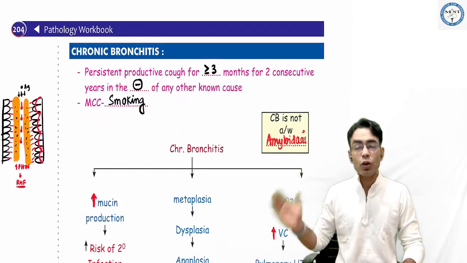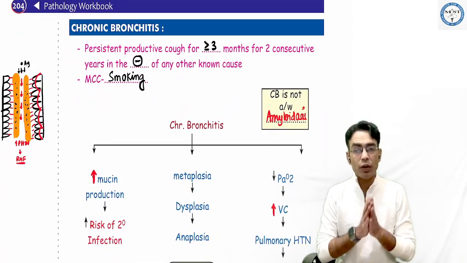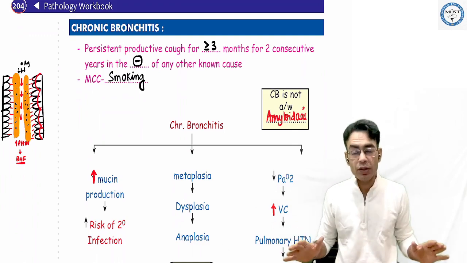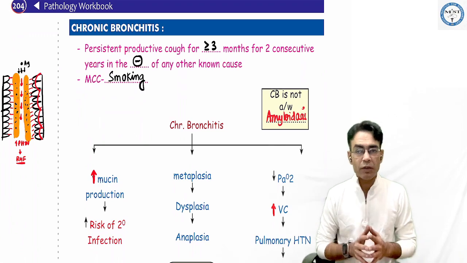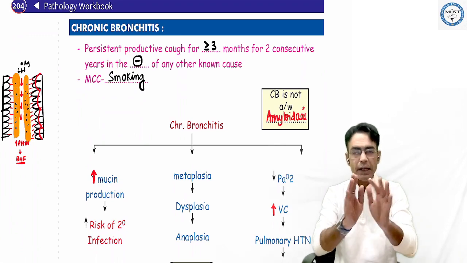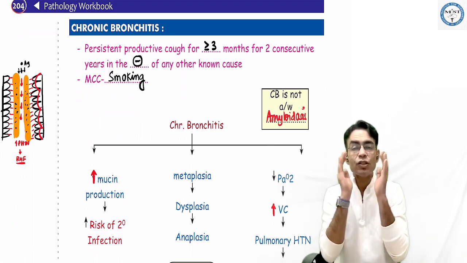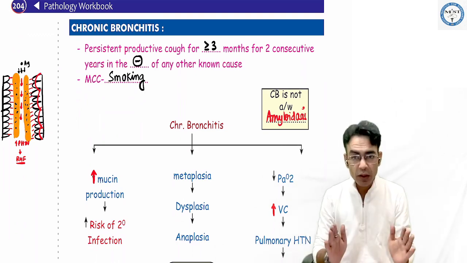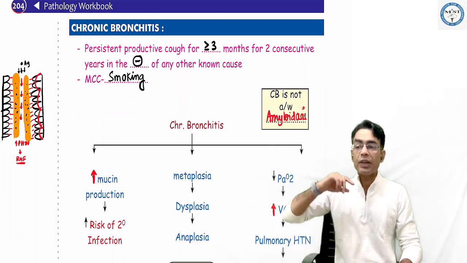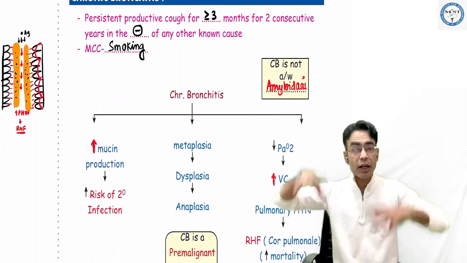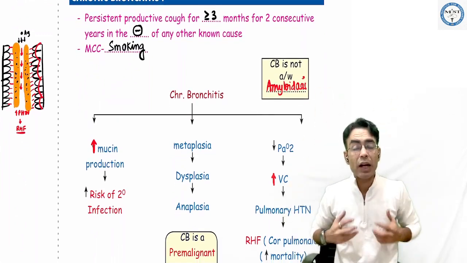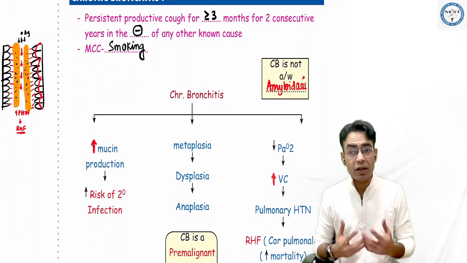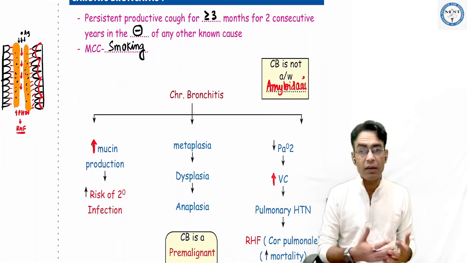Then comes chronic bronchitis. It is production of sputum for more than 3 months for consecutive 2 years in the absence of any known pathology. The most common cause will always be smoking. Emphysema is very important, but chronic bronchitis is not associated with amyloidosis. Chronic bronchitis leads to production of more and more mucin, so more pathogens get trapped in that. So a patient who has chronic bronchitis is at more risk of going into severe secondary infections.